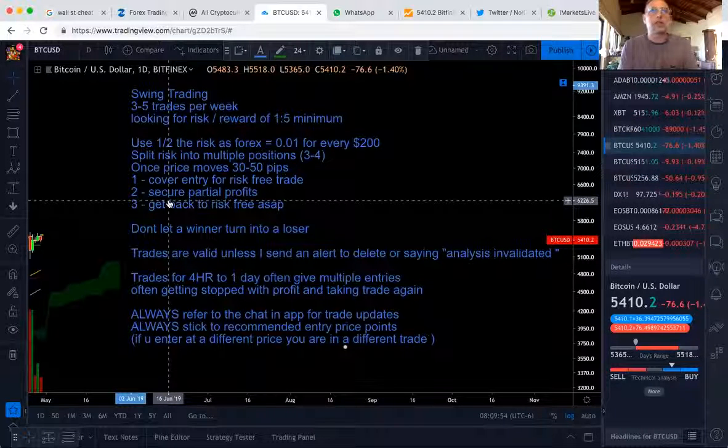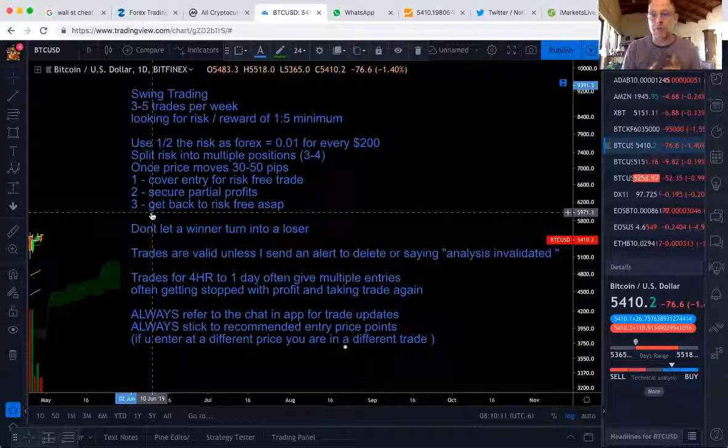So the market moves 30, 50 pips, you secure your entry on 2 to 3 orders, and with that 4th order, or with that 3rd order, or whatever you do, you want to put a stop loss in profit so that if the market comes back to the entry point, you at least stop out with partial profits, okay? The idea is to get back to a risk-free trade as soon as possible, all right?